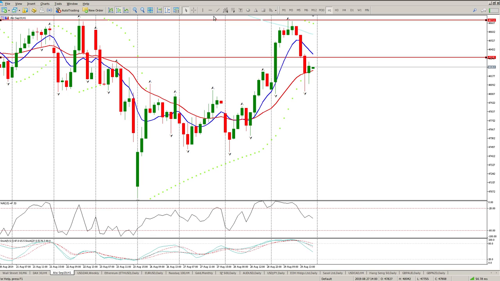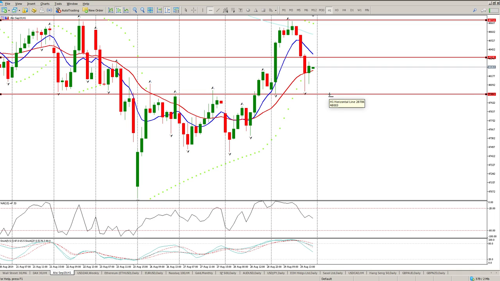Okay, so the low of yesterday is there. A break below 4,800 is going to trigger a lot of shorts. Now, whether that's going to happen or not is another story.